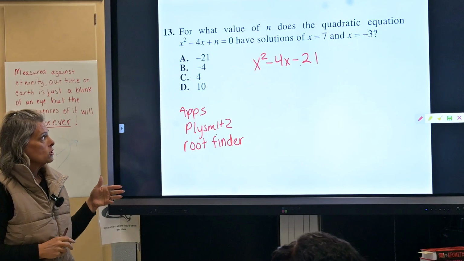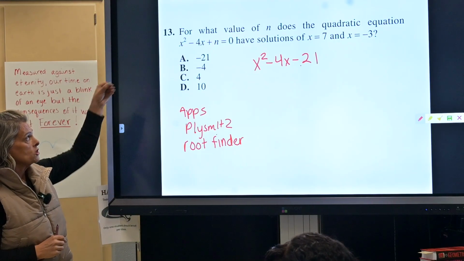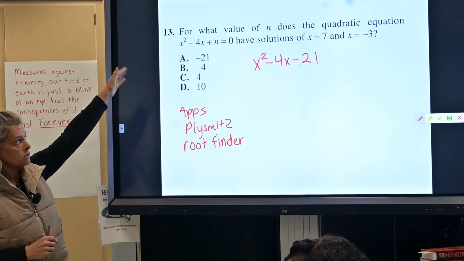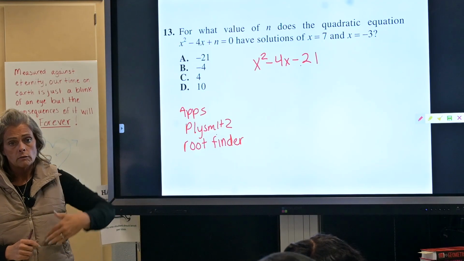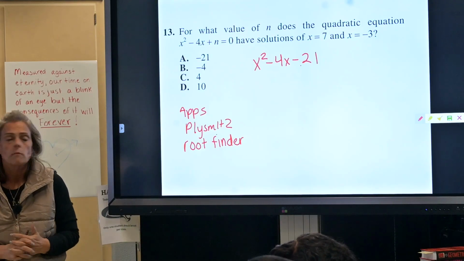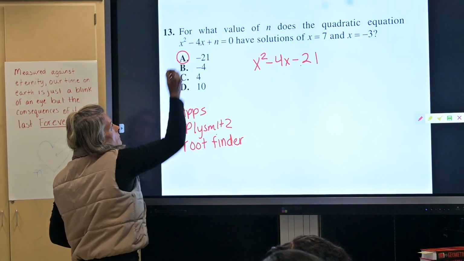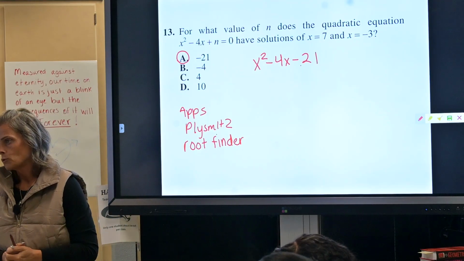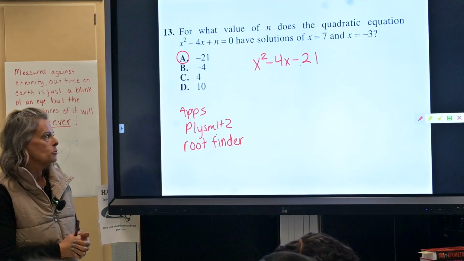But for this particular type of problem, I would just try each of my answers in the equation in that root finder, okay? Okay, it's A. It's A, right? Yeah. Okay, but that's really the best way to do it. It's the fastest way. That probably took you 12 seconds, not super long.